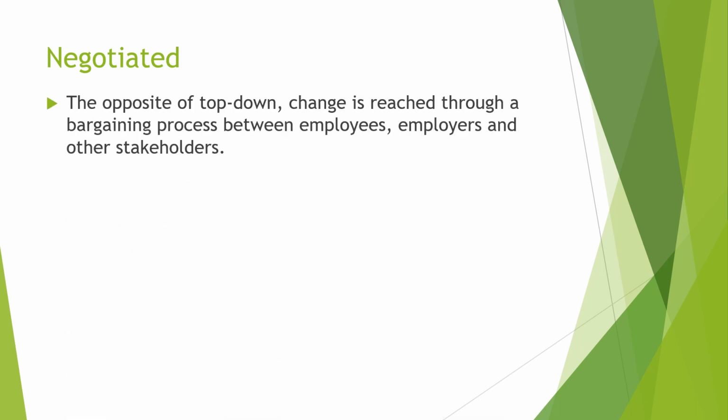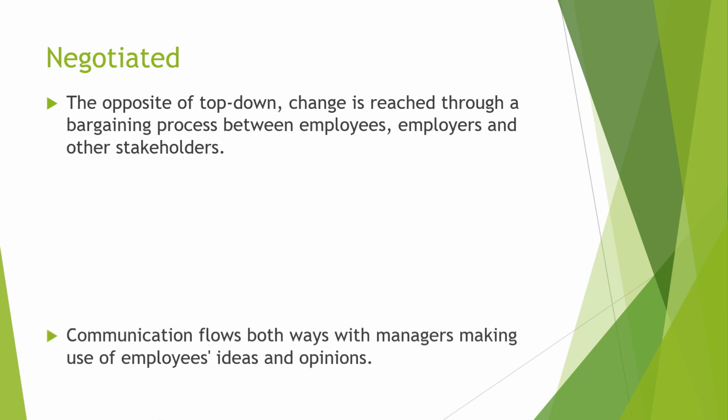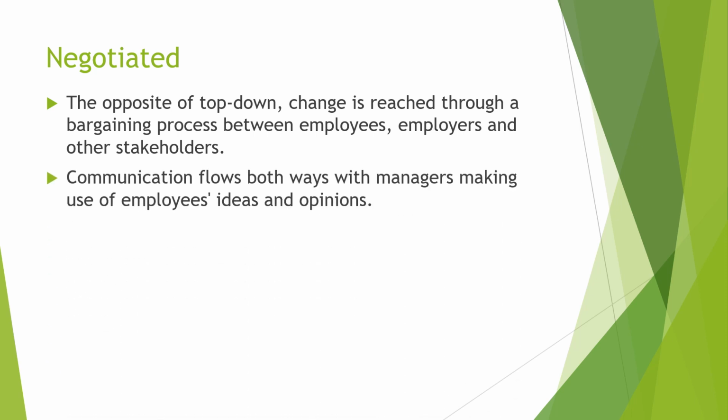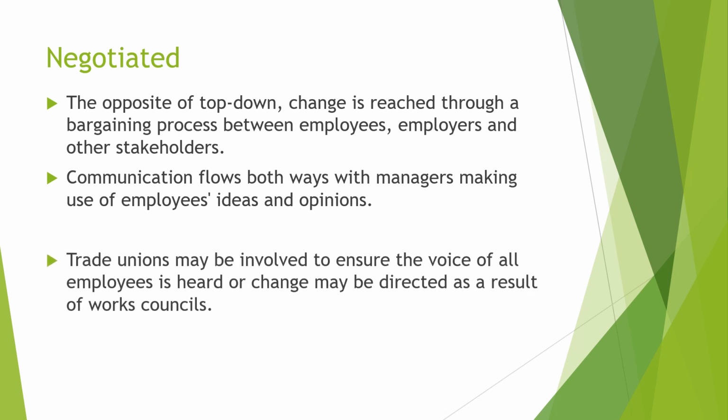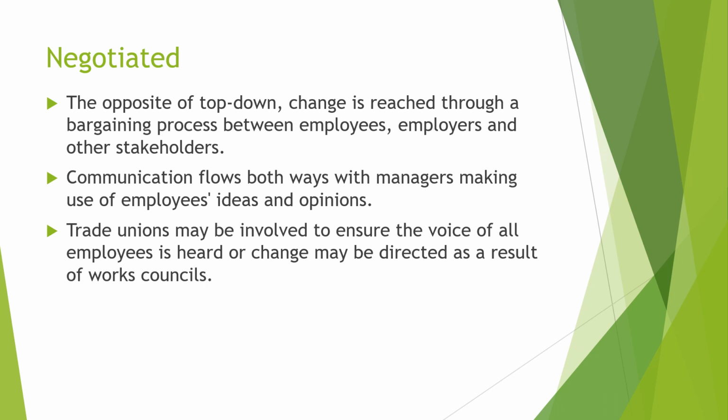Negotiated is the third type of way of managing change, and it's the opposite of top-down. It's reached through a bargaining process between employers, employees and any other stakeholders who may be involved. Now, communication flows both ways, with managers making use of employees' ideas and opinions. This is very much more like a democratic style, if you like. Trade unions might be involved to ensure that the voice of all employees is heard, or it could be through a Works Council. So you can see it's very much getting staff involved, which is quite a good way of doing that.